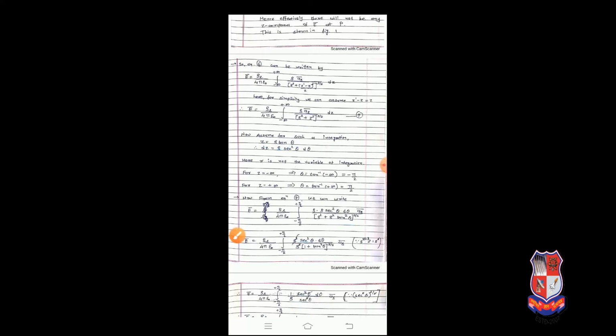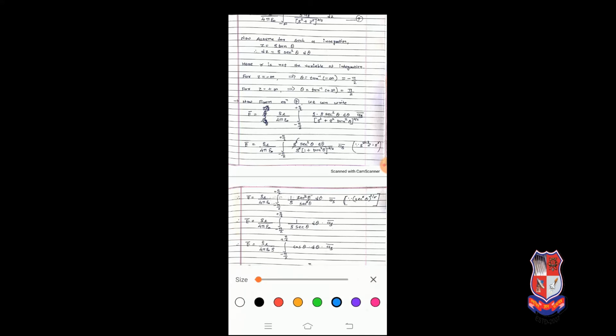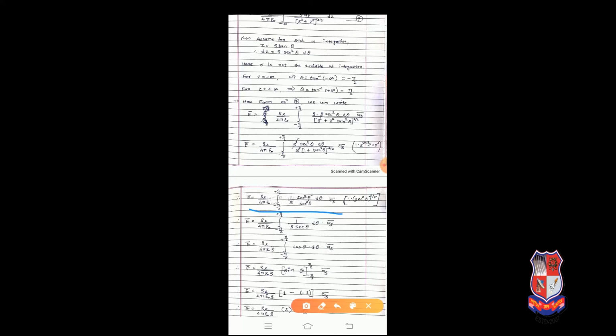Now we know that 1 plus tan square theta is equal to sec square theta. So here we can write vector E is equal to rho L divided by 4 pi epsilon 0 into integration from minus pi by 2 to plus pi by 2 of 1 upon rho, because rho square divided by rho cube is equal to 1 upon rho, into sec square theta d theta divided by sec cube theta into a rho.